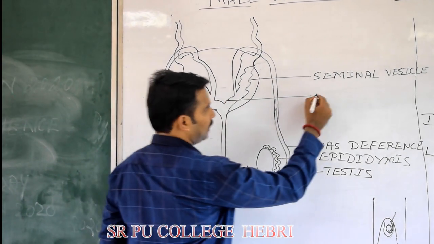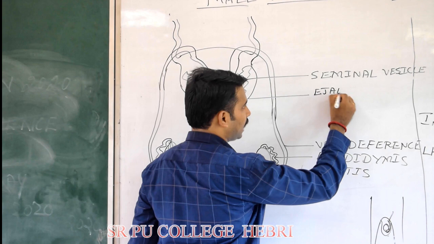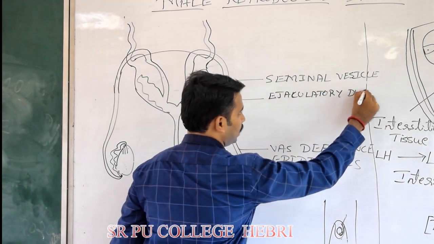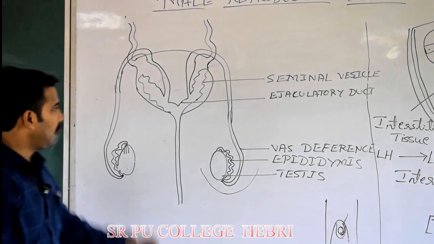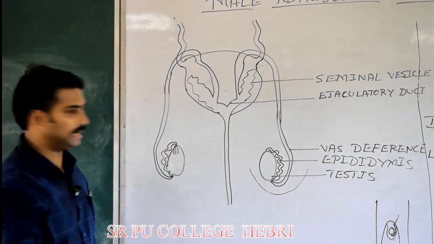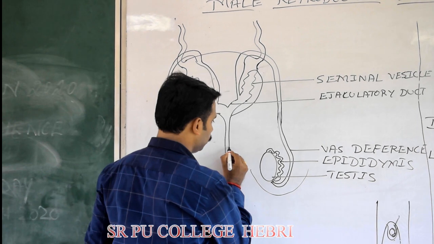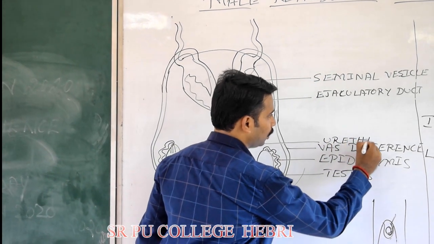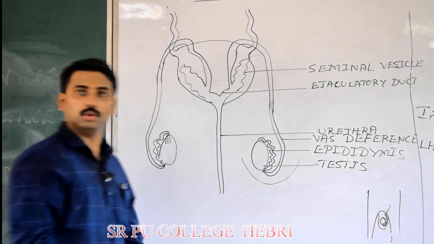This common duct is called ejaculatory duct. What is that called? Ejaculatory duct, and it later opens into what is this? Opens into urethra. It opens into urethra.